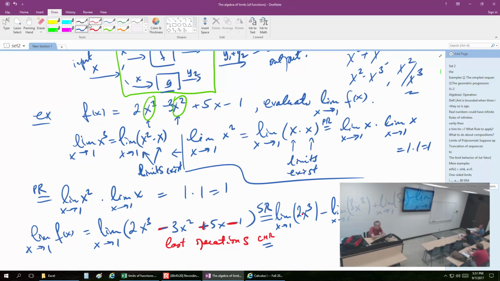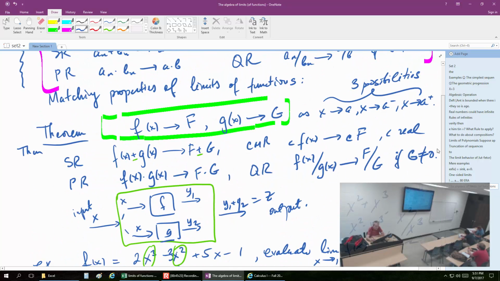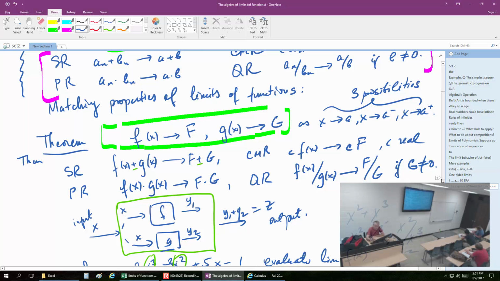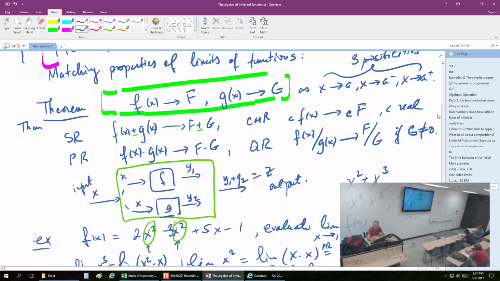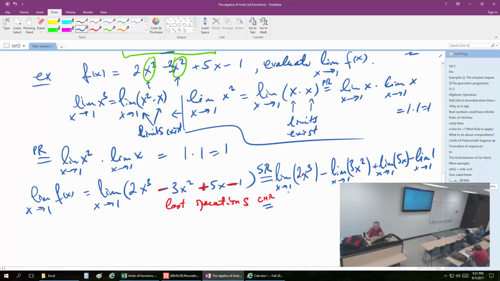How? It looks very simple, and it is more compact, but not good for algebra. Under the constant multiple rule, the constant gets out of the limit, so this is what's happening. 2 is taken out, and then what remains is just the limit of what's left, x cubed. Similarly, 3 gets out, and x squared.